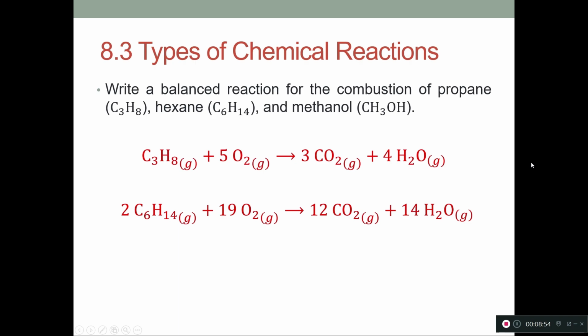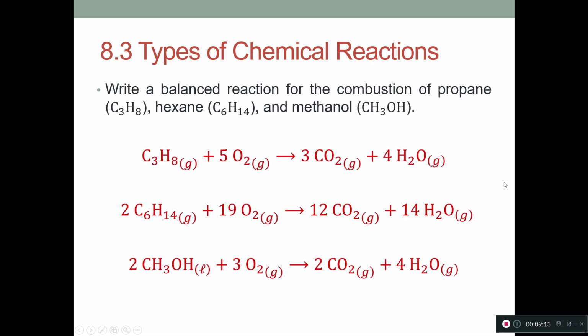If we do the same thing for our hexane, we now end up with a 2 in front of it, and so these ones are 12 and 14, and then 19 oxygens. Again, I will go into a lot more detail about how to do this in the next video, but if you were trying to balance these on your own, this is the answer you should have gotten. Then for the methanol, we end up with this, so again, a 2 in front of the methanol, 2 in front of the carbon dioxide, 4 in front of the water, and 3 in front of the oxygen.